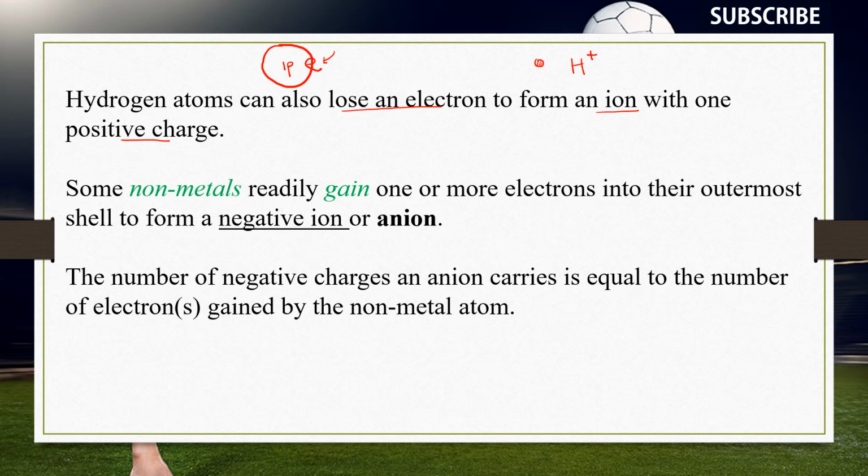Now let's get to the nonmetals. If metals become ions by loss of electrons, nonmetals will readily gain 1 or more electrons to become stable, and in that form they will form a negatively charged ion, which we can call an anion. And still we shall later discuss and realize that the number of negative charges on the anion will always be equal to the number of electrons that have been gained by that given nonmetal, as we shall see later on.